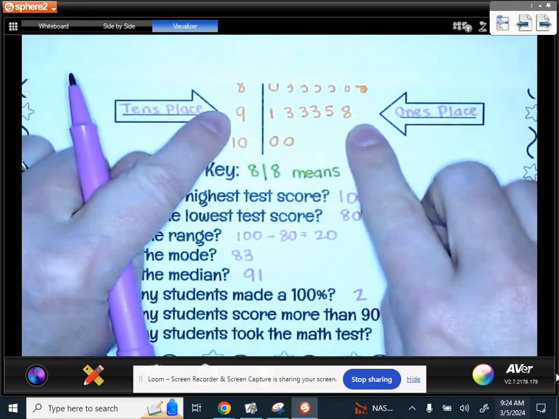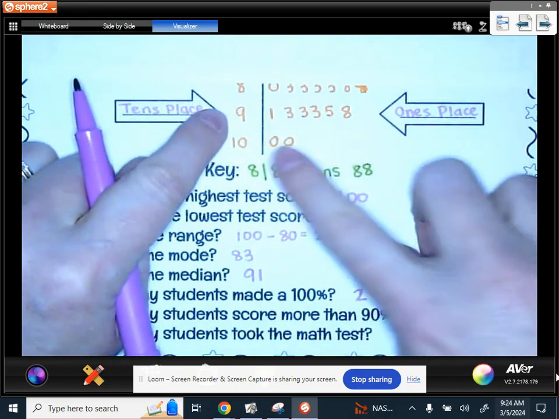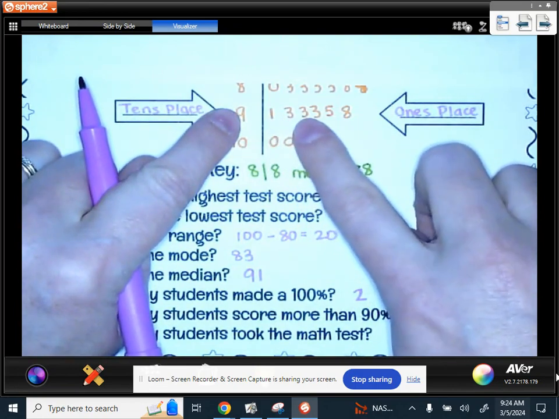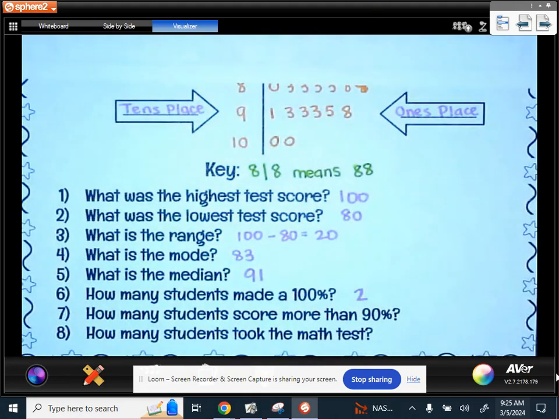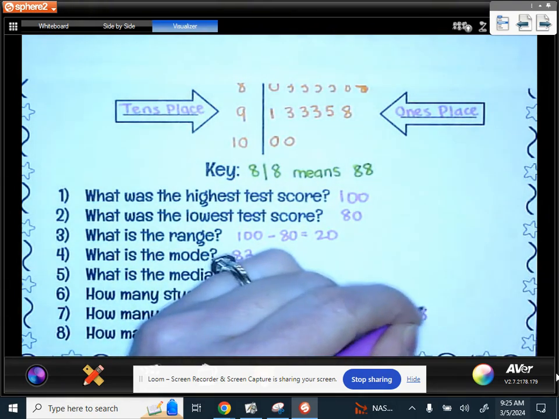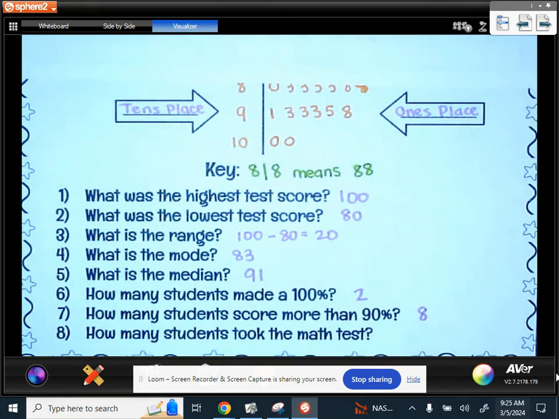So all of these right here and the 100s would be included. So we have 1, 2, 3, 4, 5, 6 90s and then 2 100s. So that means that 8 people scored more than a 90.